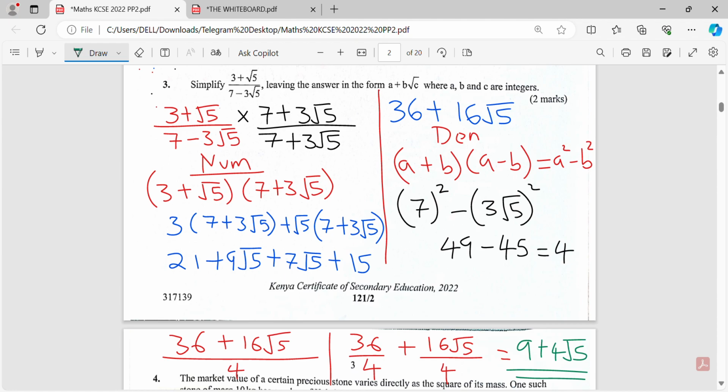And indeed, it meets what the question had said, because the question had said, let's have our answer in the form a plus b root c. So they meant we should have a number standing alone, and 9 is standing alone, and a number attached to a square root. So our b is 4. So we have arranged it in the form that they wanted. So that is how you get your full marks.